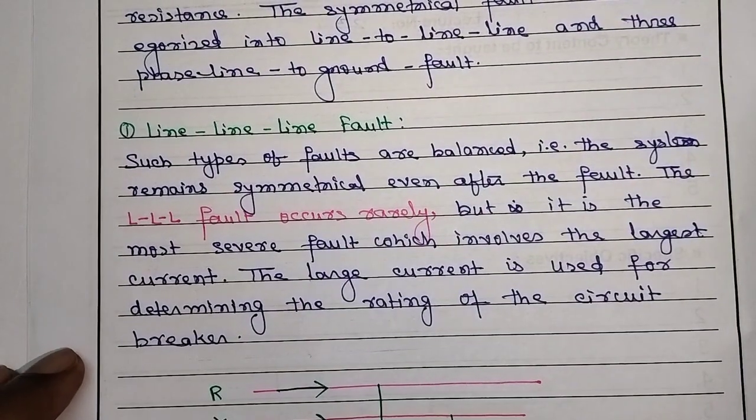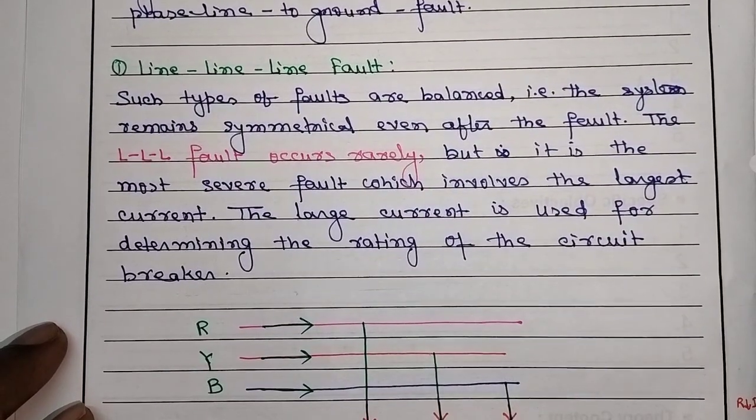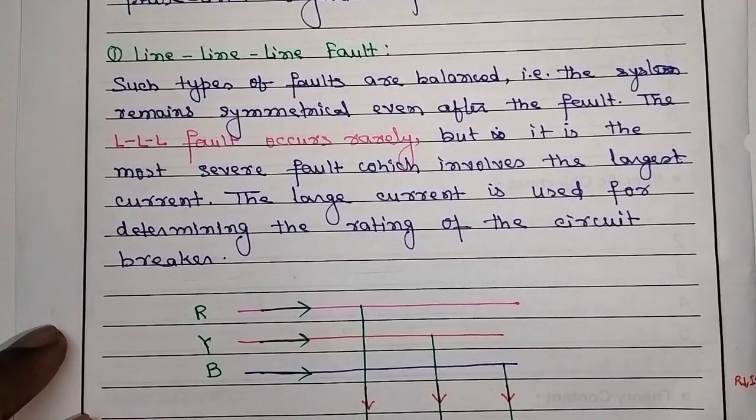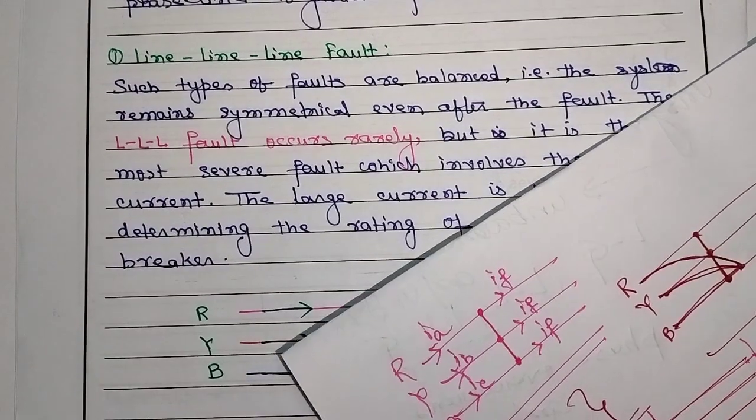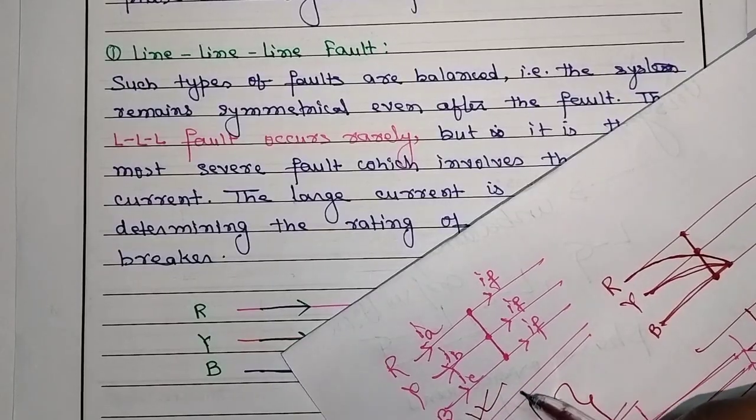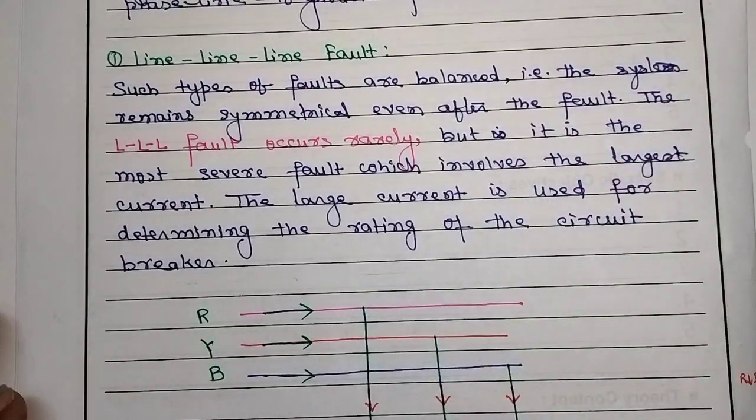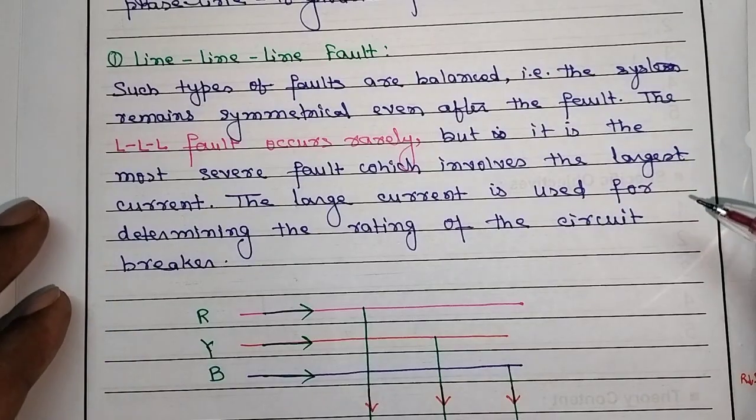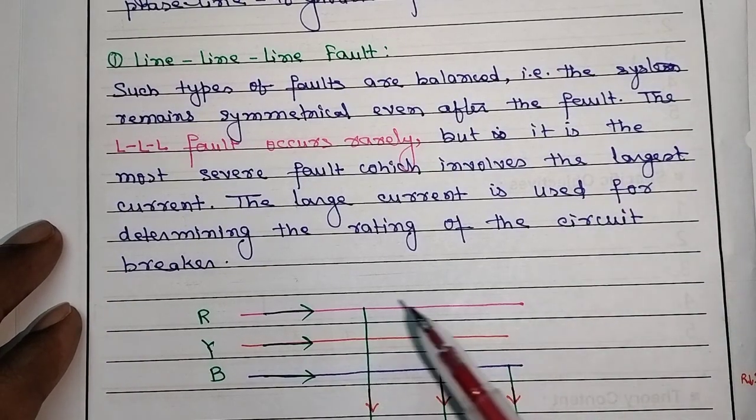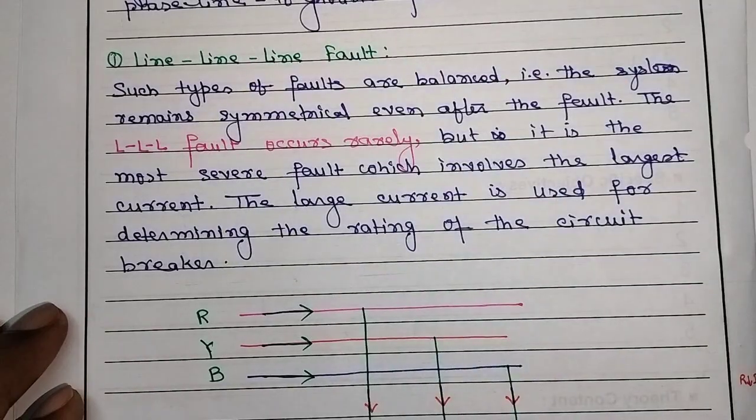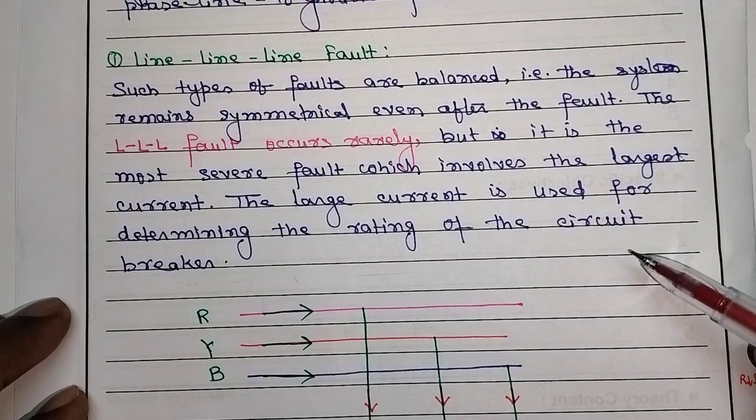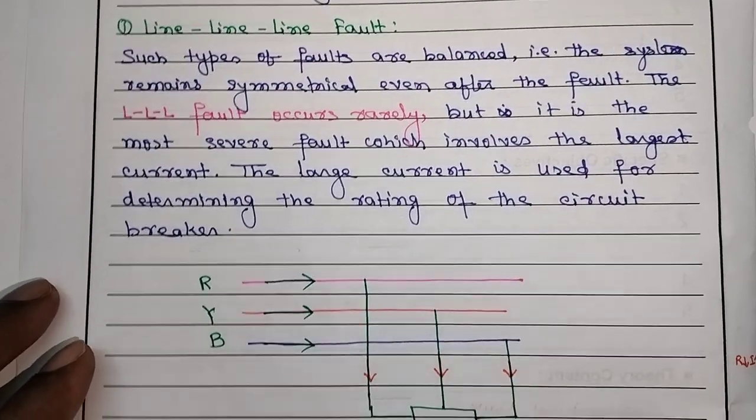Here I have written that such type of faults are balanced, that is, the system remains symmetrical even after the fault. Already I have told you, whenever the fault occurs, the system remains the same, it is not going to change. The LLL fault occurs rarely, but it is the most severe fault which involves the largest current. This large current is used for determining the rating of the circuit breaker.